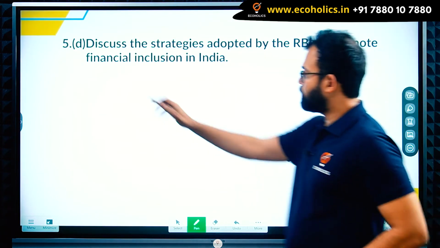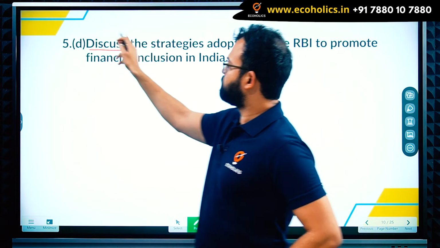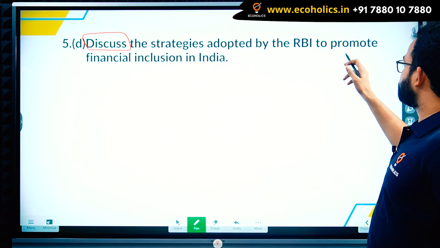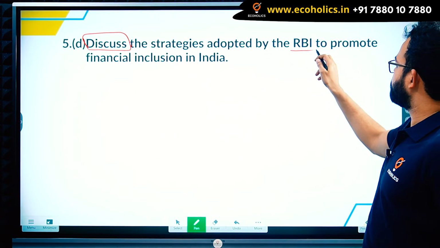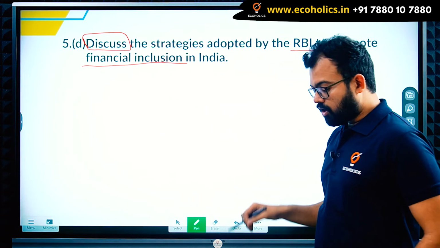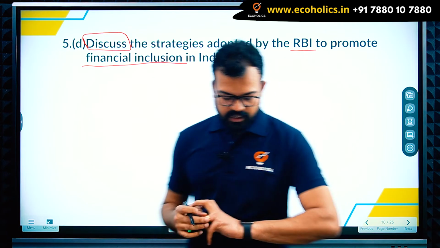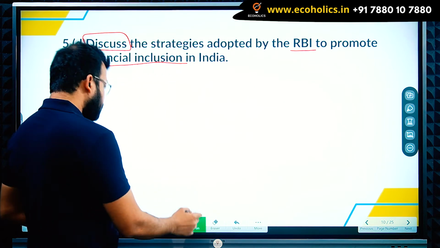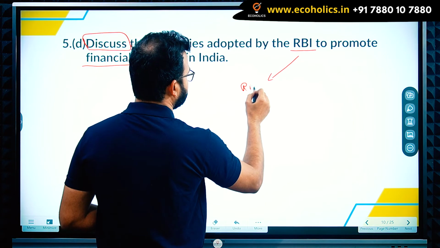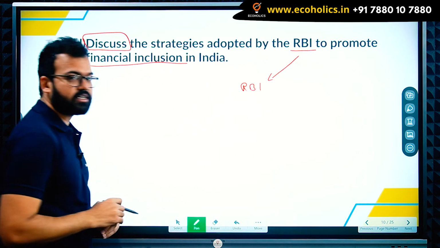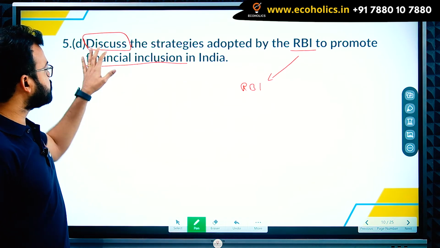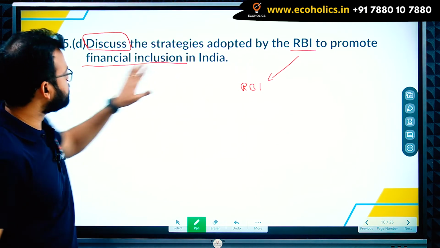Next question we'll see. Discuss. Again, we have to see this keyword. Discuss the strategies adopted by the RBI to promote financial inclusion in India. Now, always remember whenever we are writing this answer, here it is initiatives by RBI only. Do not write initiatives taken by the government of India. So discuss the strategies adopted by RBI to promote financial inclusion.